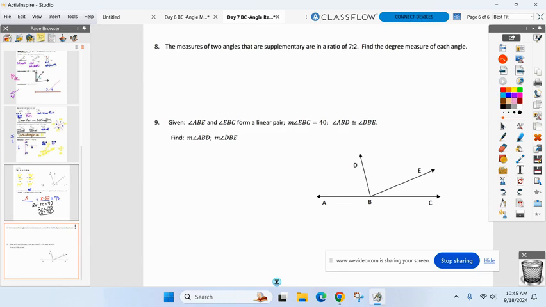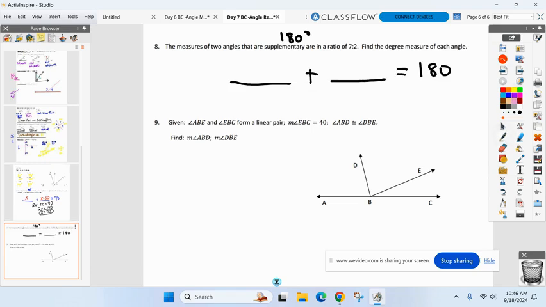All right, I got 2 angles that are supplementary. So now what am I thinking about? 180. I'm going to do the same thing I did for the complementary one. I got 2 angles I got to fill in, but now I know they equal 180. And here's some interesting directions that we got to get used to this year. Those 2 angles that add to 180 are in a ratio of 7 to 2.